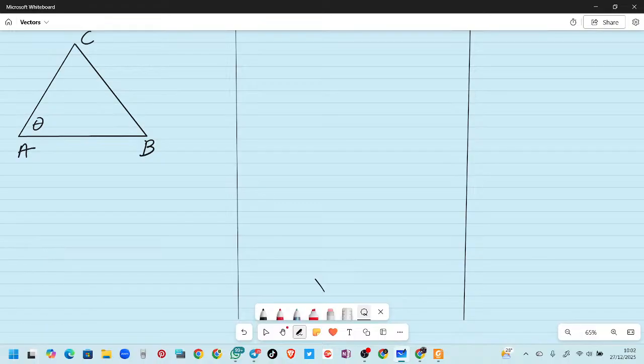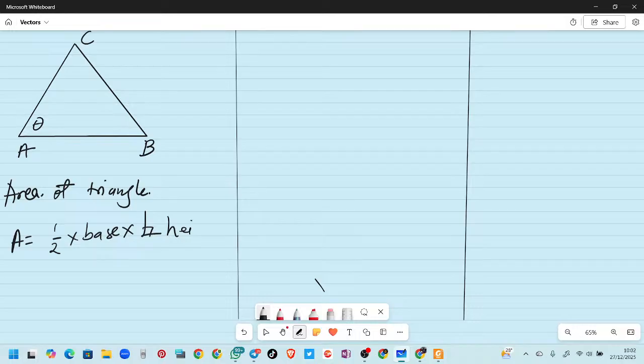Now we want to find the area of the triangle. We know that the area of a triangle is half times base times perpendicular height. Not just any height, perpendicular height. Okay. Now, with this triangle, we don't know which one is the base and which one is the height, because there's no 90 degrees anywhere. So we can create our own 90 degrees over here.